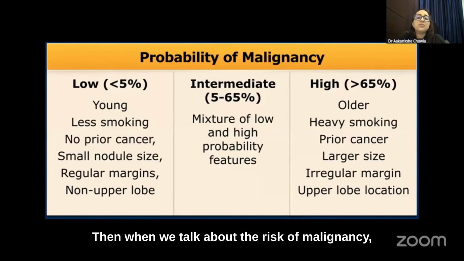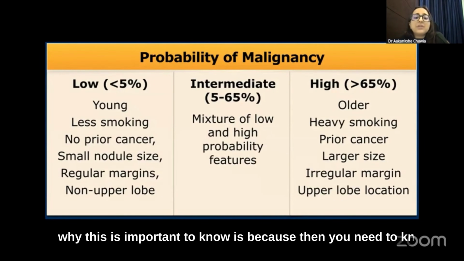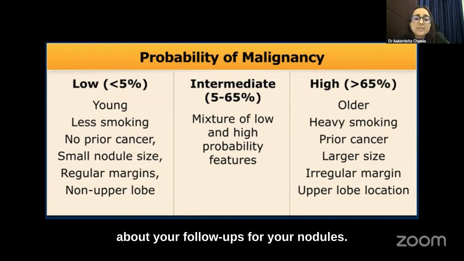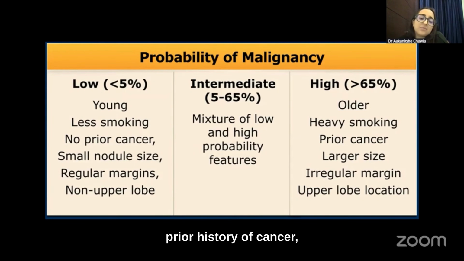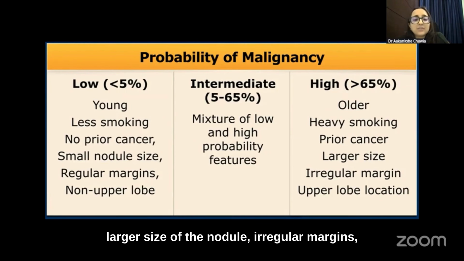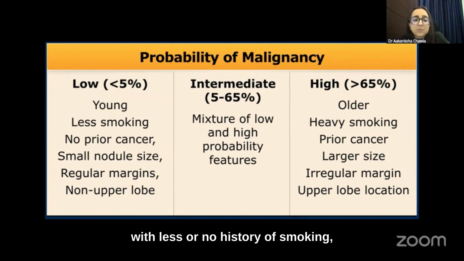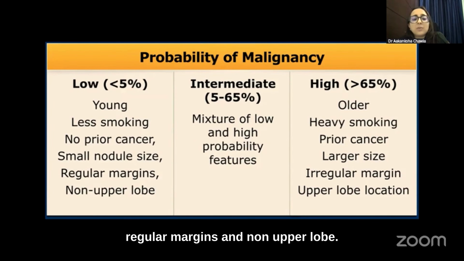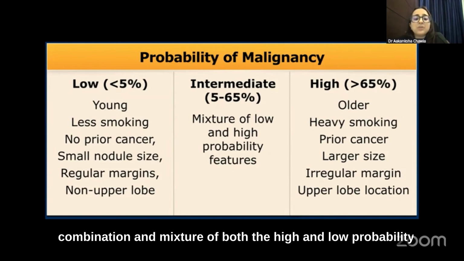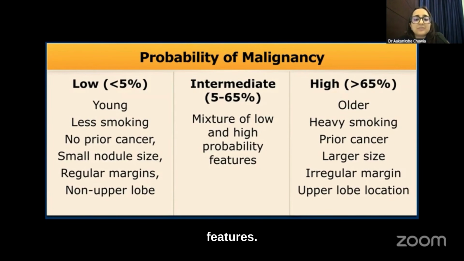Then when we talk about the risk of malignancy, why this is important to know is because you need to know about your follow-ups for your nodules. High probability is in patients who are older, have been heavy smokers, have a prior history of cancer, a larger size of the nodule, irregular margins, and upper lobe predominance. Low probability would be a younger person with less or no history of smoking, no prior cancer history, smaller nodule size, regular margins, and non-upper lobe location. An intermediate probability would be a combination and mixture of both the high and low probability features.